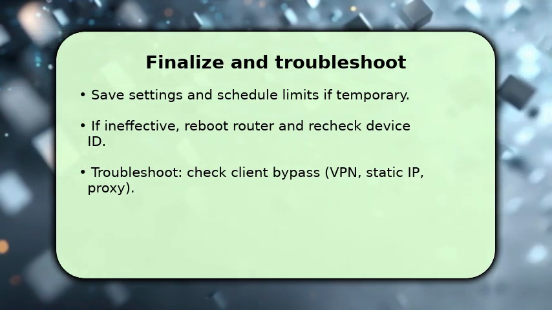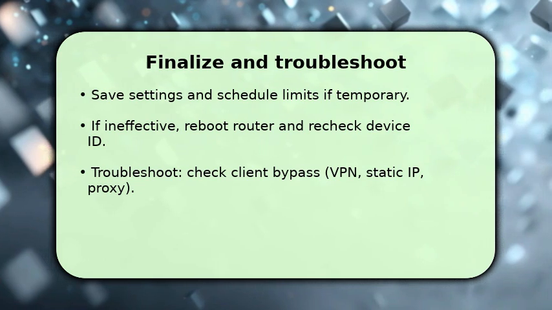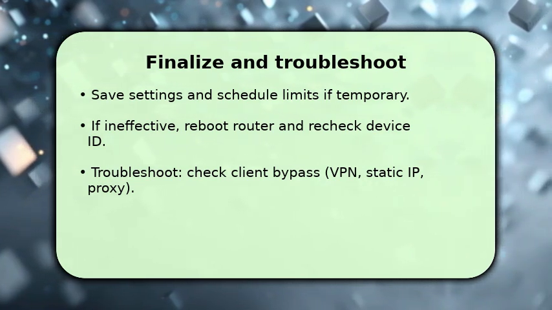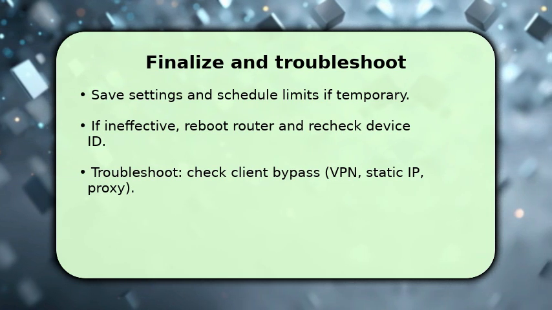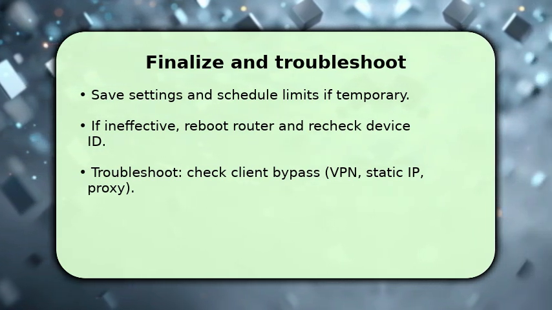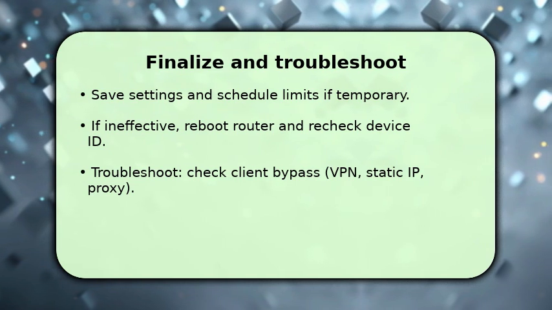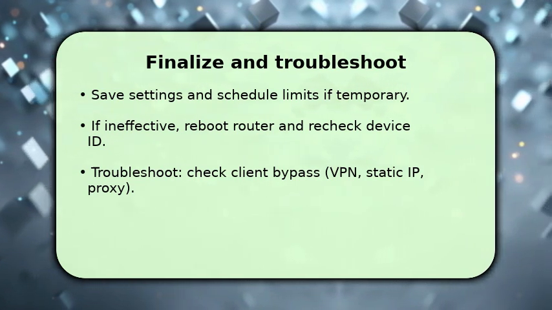If traffic bypasses limits, inspect whether the device uses a VPN, alternate DNS, or a static IP that fell outside your rule. Block or adjust those exceptions. One key tip: test with a controlled download to confirm the cap works before concluding.